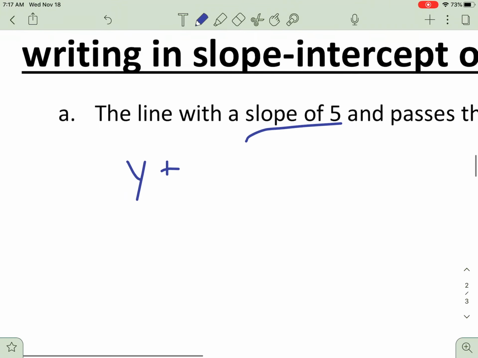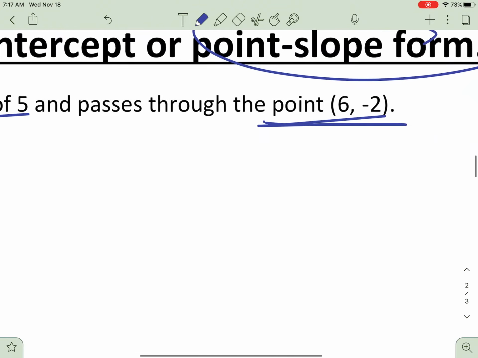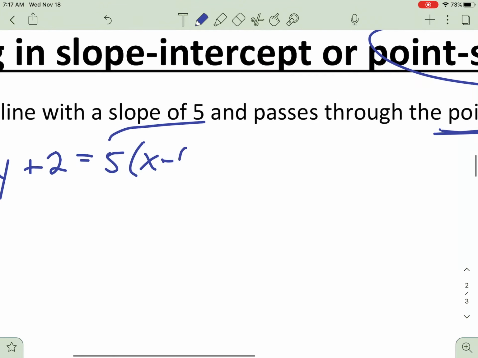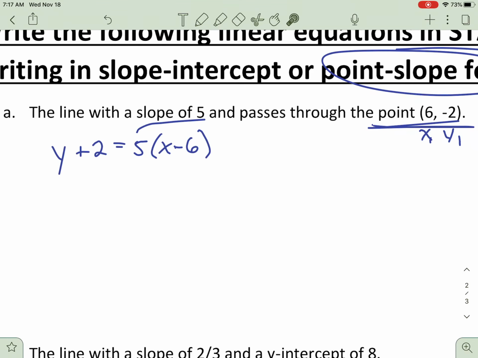So y plus 2 equals the slope times x minus 6. Okay, because remember this is x1, y1. All right, so that's point-slope form.